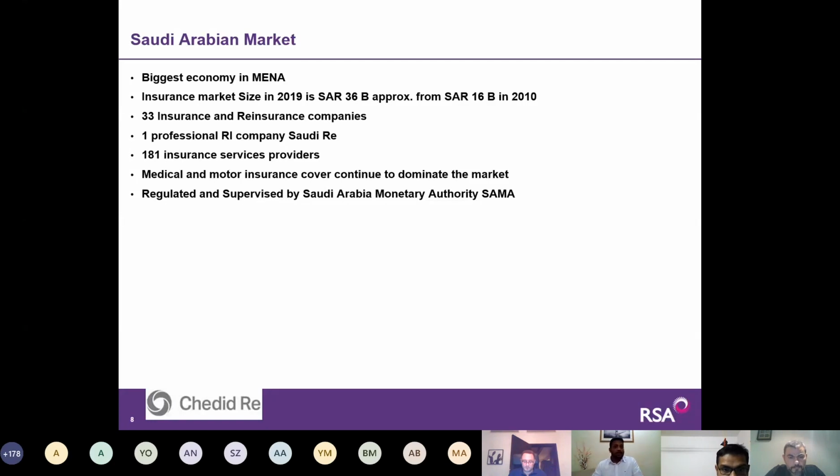33 insurance and reinsurance companies are operating in the market, and one professional reinsurance company, which is Saudi Re, and 181 insurance service providers, mainly retail reinsurance brokers, loss adjusters, surveyors, and so on. Medical and motor insurance cover continue to dominate the market. This will also be discussed in detail in the coming slides, but just to say that almost 83.7% of total gross written premium in 2018 is generated from these two lines of business. The market is regulated and supervised by SAMA.